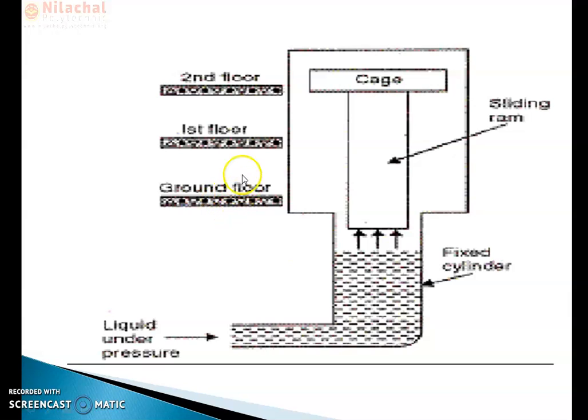We can raise it up to the ground floor, the first floor and the second floor, depending upon the fluid pressure you are giving. The cage is moved in the downward direction by removing the liquid from the fixed cylinder. It will move up when you supply the high pressure liquid, and accordingly the cage will move from the ground floor to the second floor. After that, by removing the liquid from the fixed cylinder, the cage will move down. So this is about the direct acting lift.